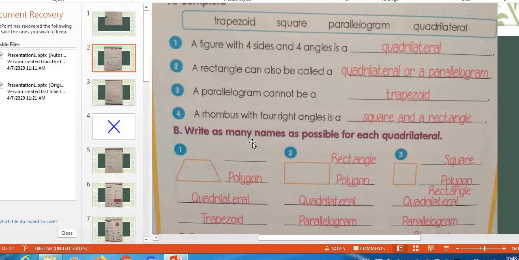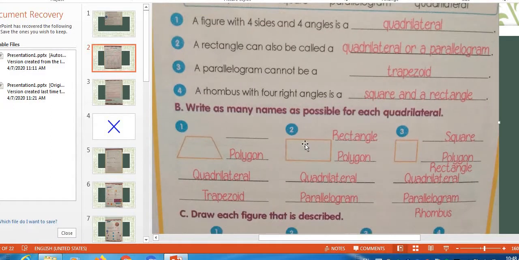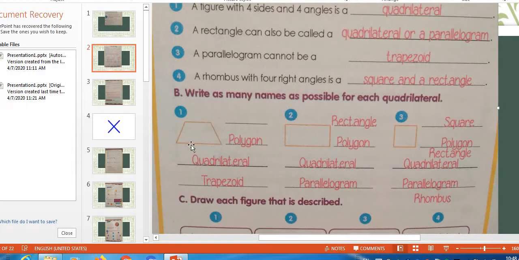Exercise B. Write as many names as possible for each quadrilateral. This is a polygon, and I can call it a quadrilateral because it consists of 4 sides, and I can say this is a trapezoid. This is a rectangle, and it's also a polygon. Quadrilateral, 4 sides, parallelogram, each 2 opposite sides are parallel and equal in length.